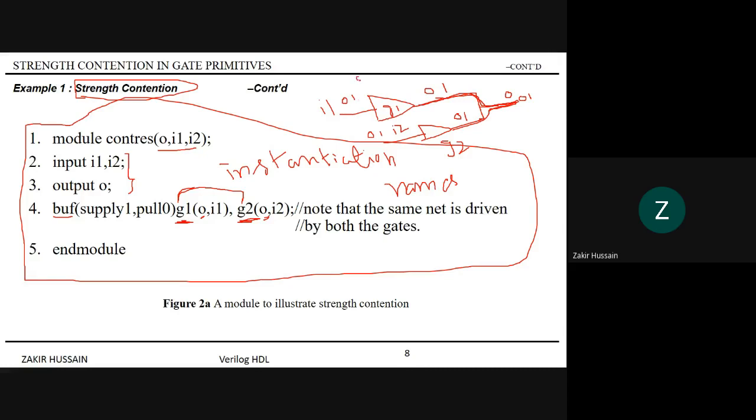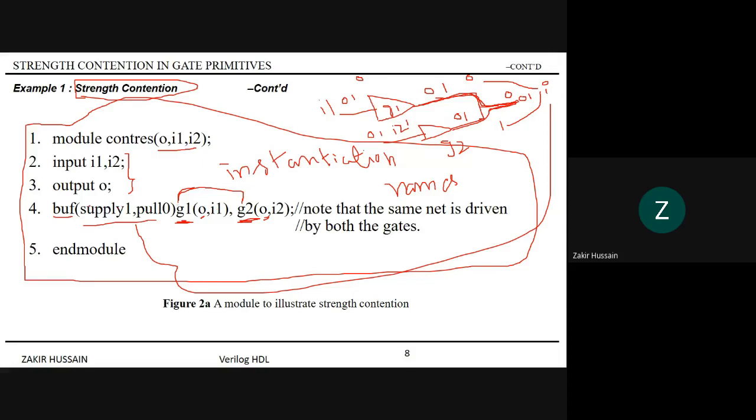But when this is zero and this is one, now what happens here, how to decide, that is the question. When this is zero and this is one, should the answer be zero or should it be one? That is addressed with the help of these strengths. Now, let us see in the first case what happens.